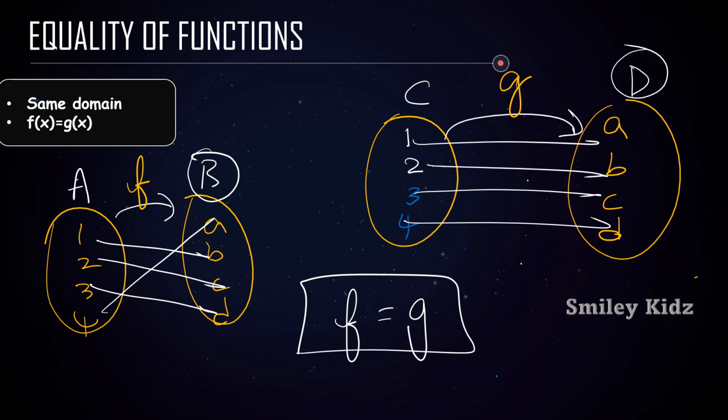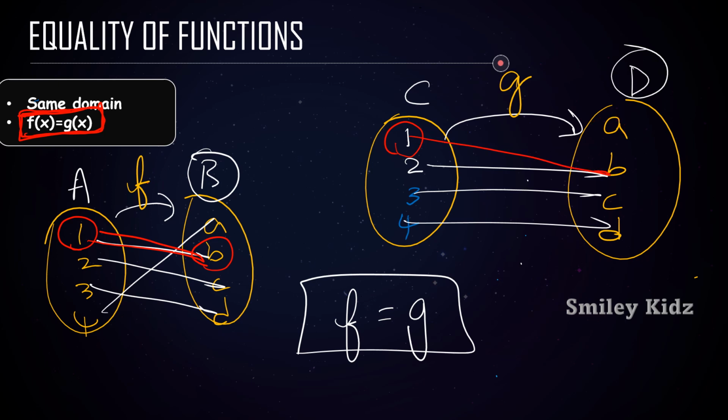They are not equal. Why do I say that? Here the domain is the same. The elements in B are present in the elements in D. Why are they not satisfying the equality of functions? That is because here 1 is getting mapped with B. On the other hand, if you see, 1 is getting mapped with A. That should not be the case. Here f of x should always be equal to g of x. If 1 is getting mapped with B, on the other hand as well 1 should get mapped with B.